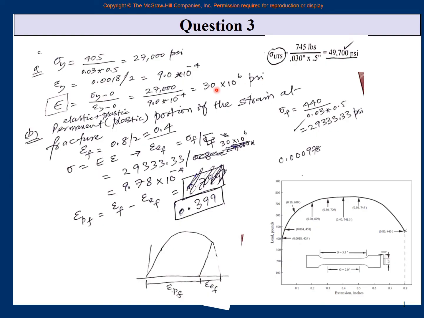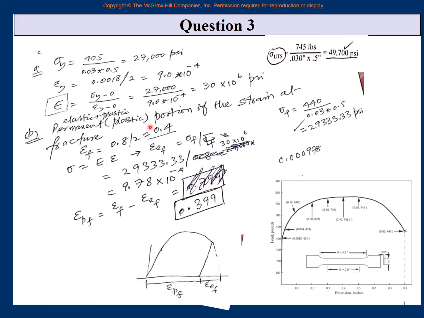You can also write 30 mega psi. So this is 30 million psi. You can also write 30,000 kilo psi, which is ksi, right? 10 raised to 6 divided by 10 raised to 3 is 1,000, so it becomes 30,000 ksi. So whatever way you want to write it, you can write it as 30 mega psi, 30 into 10 raised to 6 psi, or 30,000 ksi. So this is the yield point.